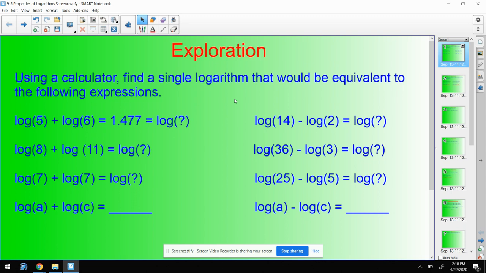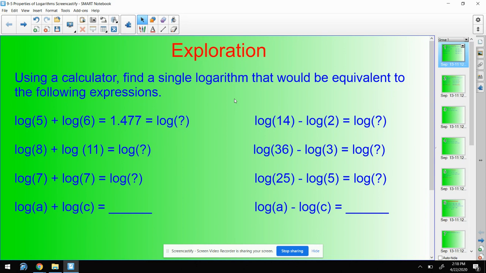Hi everyone. Today we're going to expand our knowledge of logarithms by learning about some of the properties of logarithms. So if we have two logs added together, or two logs subtracted, or a log with an exponent in it, how do we rewrite it to make it look simpler?